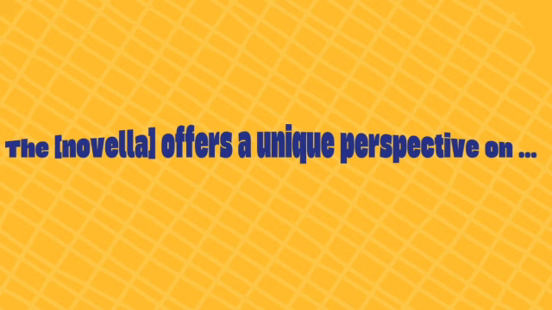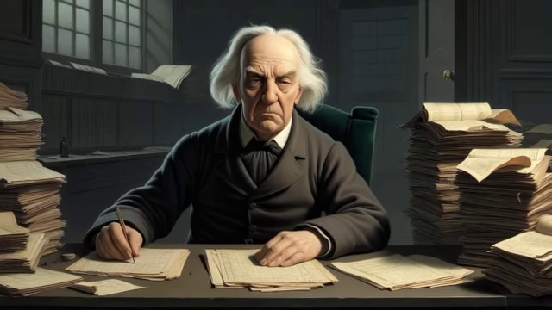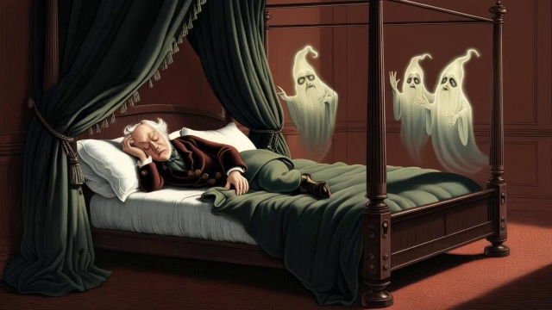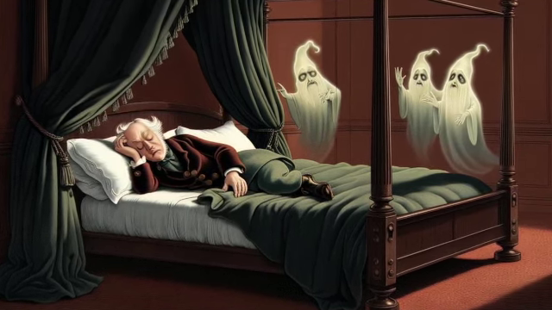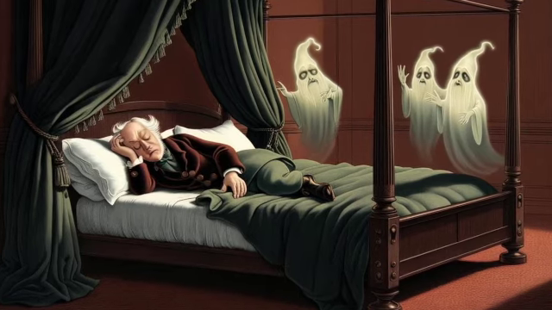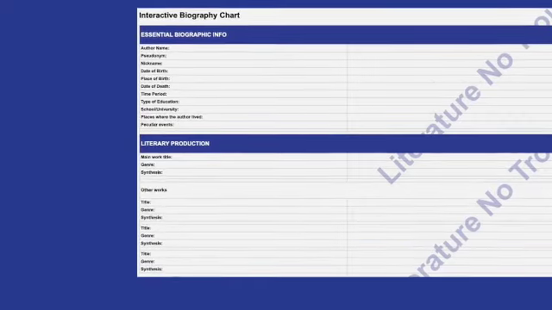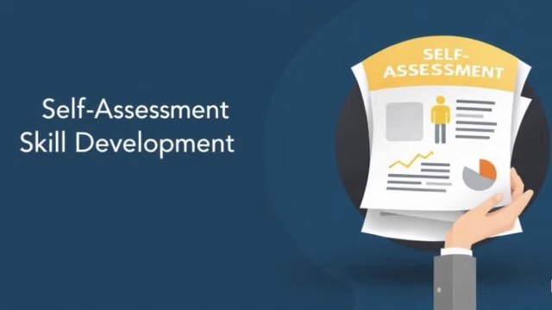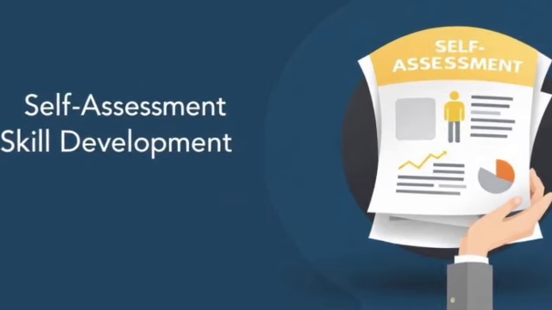Brief synthesis: this novella offers a unique perspective on Scrooge, the main character, who is a mean old man. He treats everybody with disdain, but on Christmas Eve, Scrooge is visited by 3 spirits who take him on a journey of self-discovery. This chart isn't just for filling in information, it's designed to be interactive, making it a fantastic tool for self-assessment and skill development.